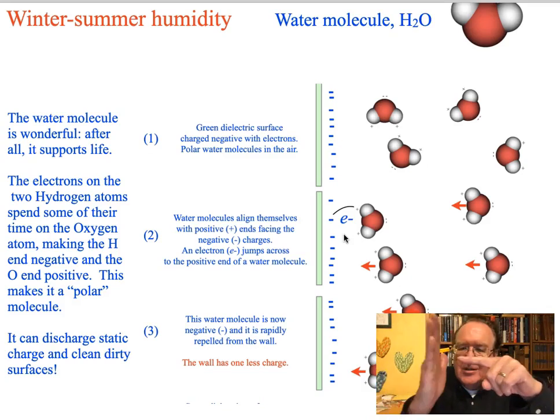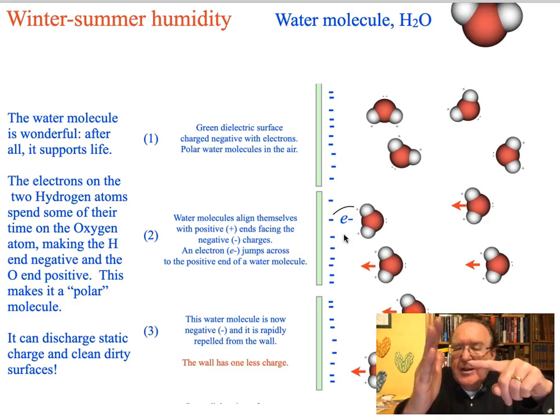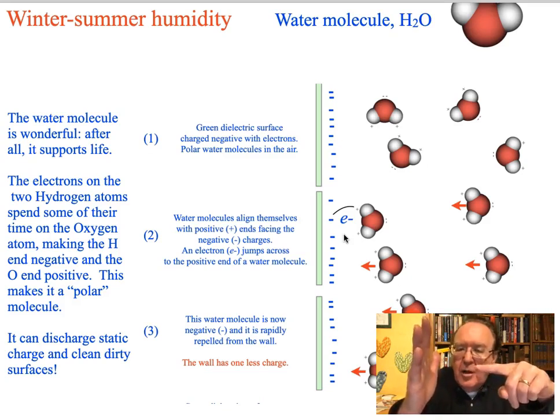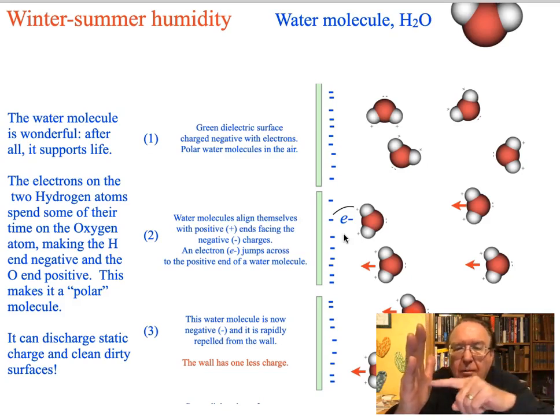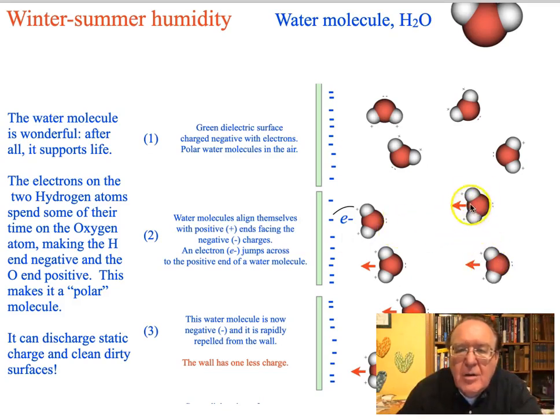So here's the negative wall, and the water molecule orients itself so that the hydrogen end, the positive end, points towards the wall. The positive is slightly closer than the negative end, and so the water molecule gets an attractive force towards the wall. You can see the 3 water molecules are all oriented that way, and the first one that gets close to the wall, an electron jumps across from the wall. An electron on the surface of the PVC jumps over to one of the hydrogen atoms. It just jumps. Ends up inside the hydrogen atom.